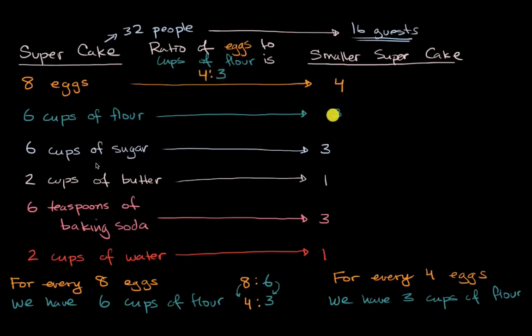In either case, it is four eggs for every three cups of flour. This is going to be true for either recipe. You have the same ratio. If you have eight eggs here, so for every four eggs you have three cups of flour, well, that means you're going to have six cups of flour. And so this is why ratios are helpful. This recipe has a different number of eggs, a different number of cups of flour, a different number of cups of sugar, but the ratios between the ingredients are the same. And so you will be able to have a cake that tastes the same, that essentially is the same cake, but just is a different size.